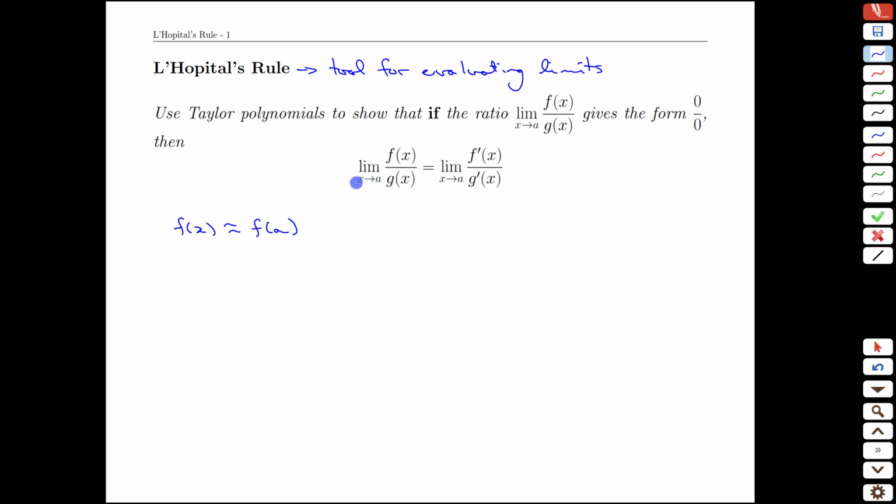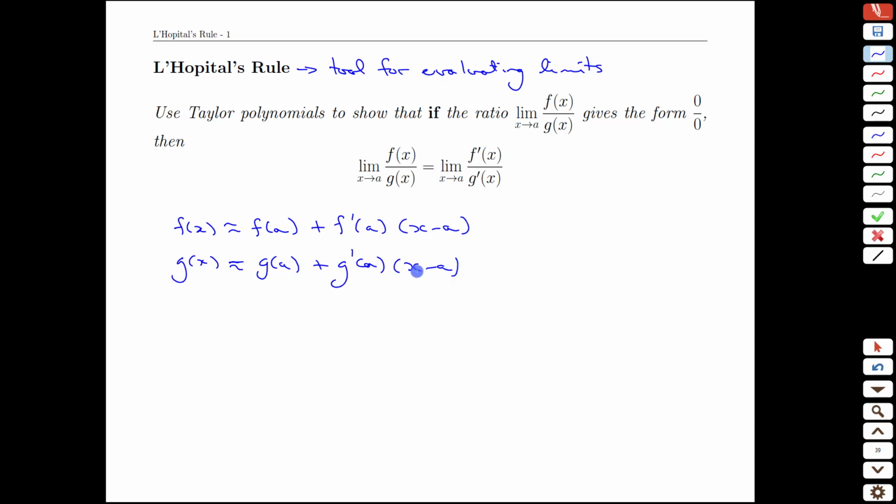If we're evaluating our limit around a, then we can imagine looking at the linearization of our function. It's the value of the function plus the slope times x minus a, and likewise, the bottom function can be approximated by, with g here, the same linearization formula.